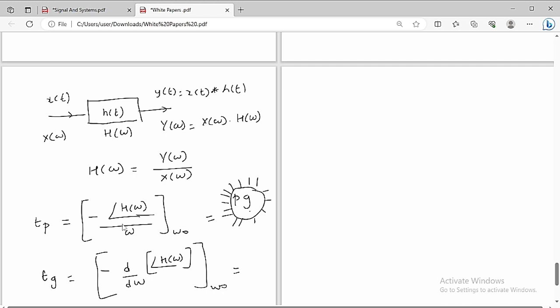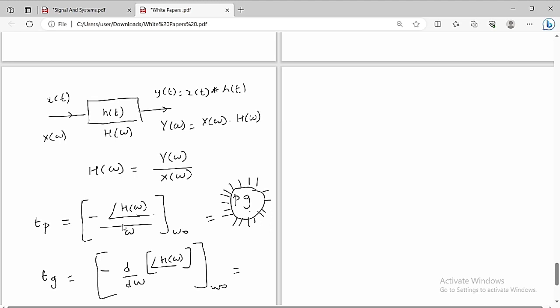Post graduation. So PP is equal to minus phase angle of H of omega by omega, and PG is equal to minus d by d omega of phase angle of H of omega. This is the thing you always have to keep in mind. At omega equal to omega naught, you have to substitute. So PP is the phase delay of the system and PG is called the group delay of the system. These things you always have to keep in mind.